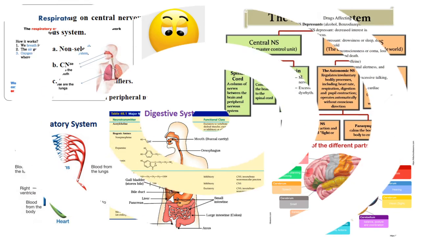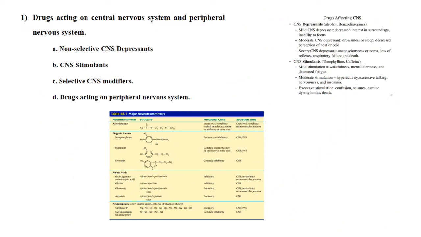The first topic is drugs acting on the central nervous system and peripheral nervous system. The central nervous system, we know, is the brain and spinal cord, and the peripheral nervous system is the nerve branches that are coming from the spinal cord, which helps in communication between muscles and our central nervous system. Under this there are four categories. The first one is non-selective CNS depressants, the second is CNS stimulants, the third is selective CNS modifiers, and the last one is drugs acting on the peripheral nervous system.